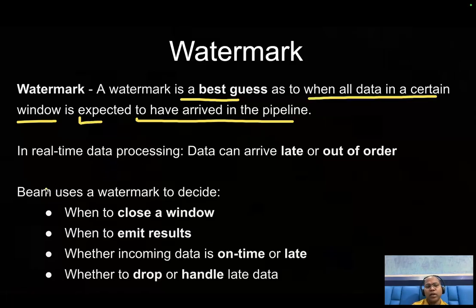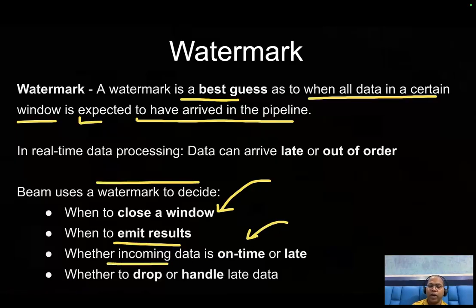So generally, Apache Beam uses this watermark concept when it wants to close a window. Before closing the window, it checks what my watermark is. Generally, the source where data is generated has associated some watermark, maybe 1 second, 2 seconds, and this also helps us if we want to emit the result or handle incoming data.